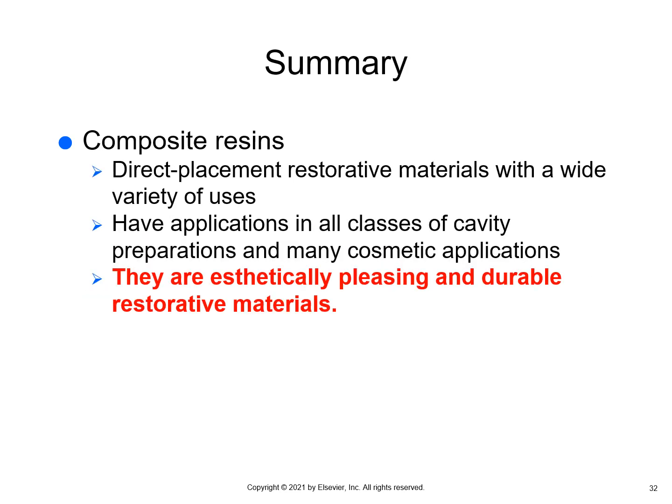So in summary, composite resins can be direct placement restorative materials, and they have a wide variety of uses. They're not just used for fillings. They can be used for sealants. They can be used for cements, like we already talked about. They can be used as liners and bases underneath other fillings and restorations. They have applications in all classes of cavity preps and many cosmetic applications as well. And the most important thing to your patient is that they are aesthetically pleasing and durable restorative materials.